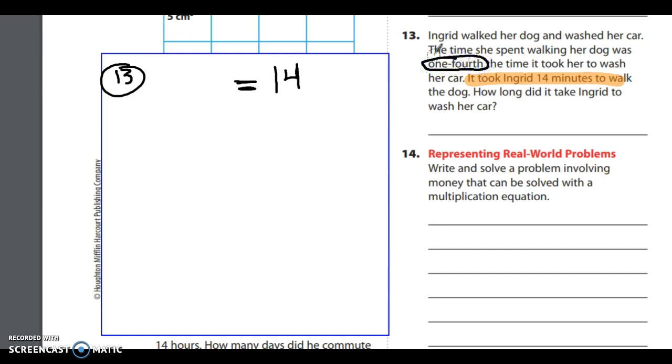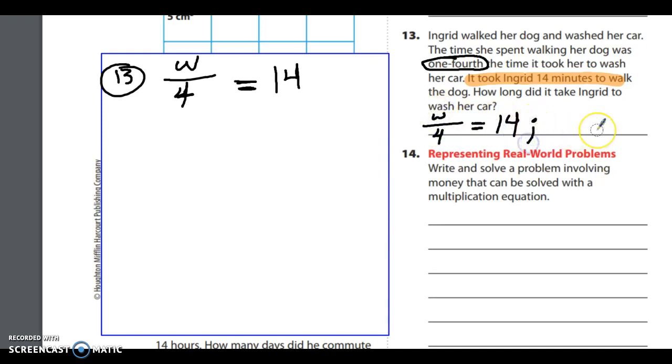And what are we looking for? We're looking for how long it took her to wash her car. So I'm going to use W for wash her car. And what does 1/4 mean? Well, some kids would think of that as times 1/4, but I know that when you find a fourth of something, you just divide by 4. So if we know that it took her 1/4 as long to walk her dog as to wash her car, then the operation is the unknown, which is W, divided by 4 is equal to 14.